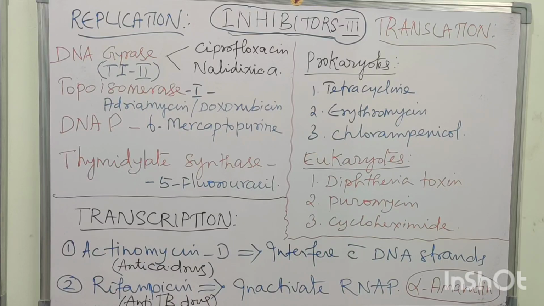Whereas puromycin and cycloheximide affect the amino acyl tRNA, that is chain termination, whereas cycloheximide affects the peptidyl transferase, right? Cycloheximide affects the peptidyl transferase enzymatic activity of the 60S ribosomal subunit. Don't worry about the ribosomal subunit names. You just mention for prokaryotes: tetracycline, erythromycin, chloramphenicol, and for eukaryotes: diphtheria toxin, puromycin, and cycloheximide. Okay.